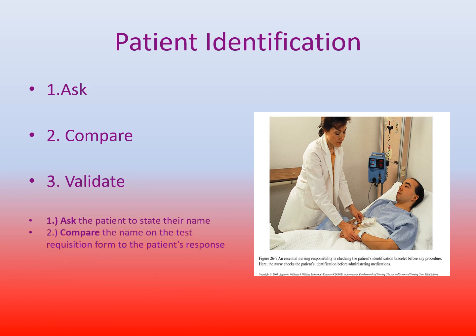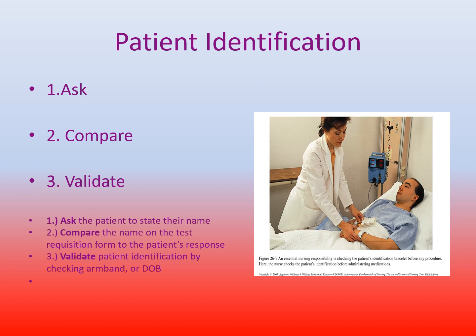Number 2, we compare the name on the test requisition form to the patient's response. Now, this is important. Also, number 3 is to validate patient identification by checking the armband or the date of birth.